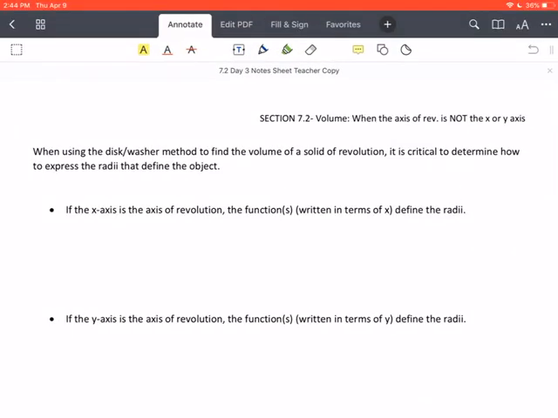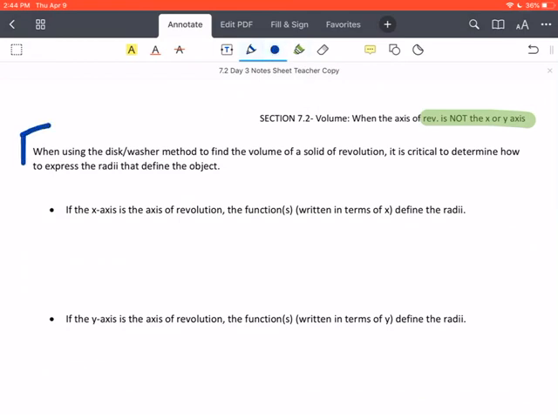Okay, in this lesson, I am going to address the big question that we saw on the worksheet from lesson number 8, which was, what do I do when my axis of revolution is not the x or the y axis? Okay, so basically, to summarize what we did all last week, I'm going to go through the 4 cases that you're going to see when you're applying the disc and washer method.